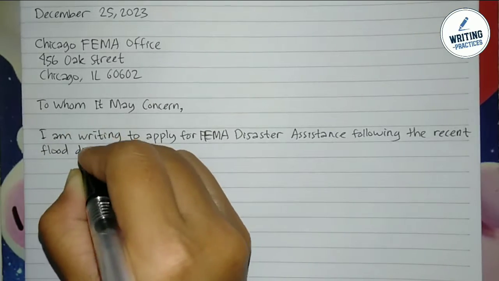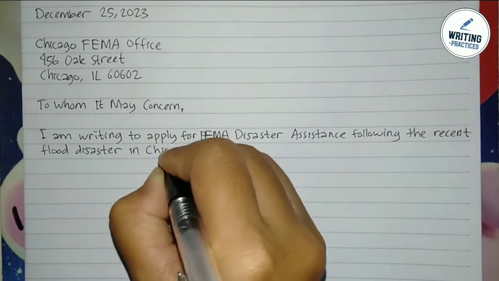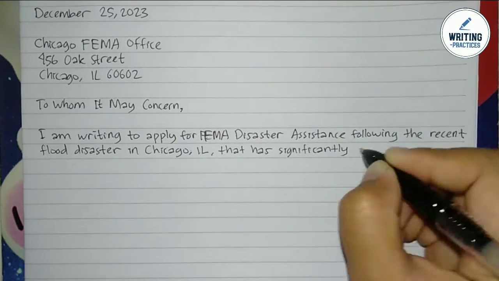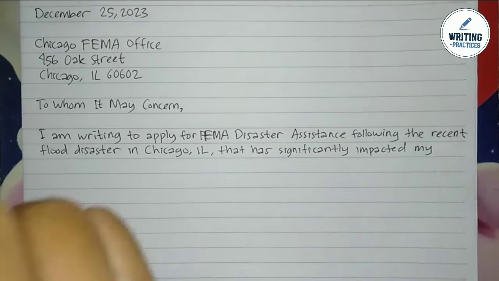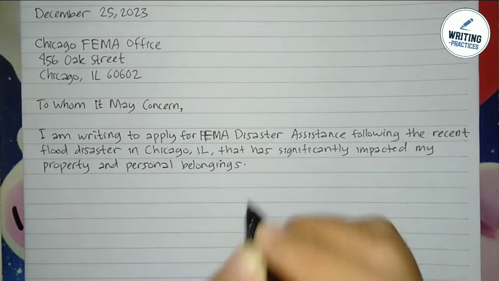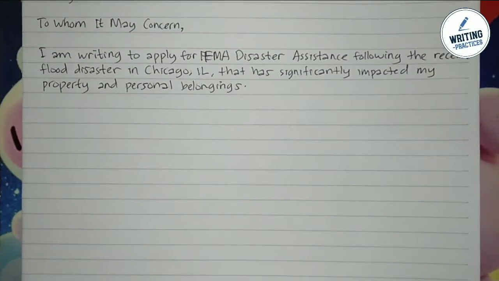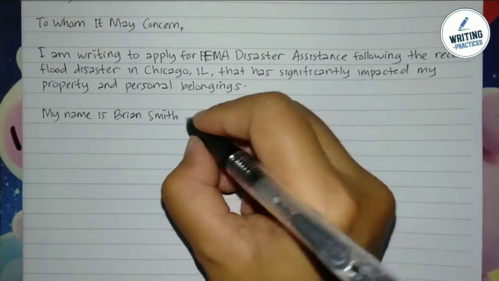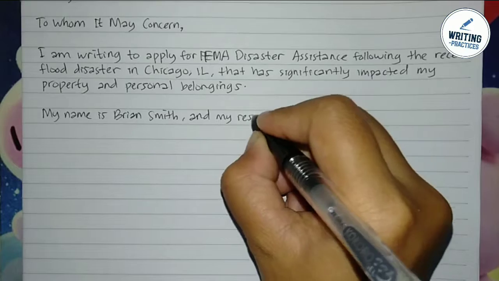You can simply write, "I am writing to apply for FEMA disaster assistance following the recent flood disaster in Chicago, Illinois. That has significantly impacted my property and personal belongings." In the second paragraph, this is where you do an introduction of yourself. Introduce yourself by providing your name and address.